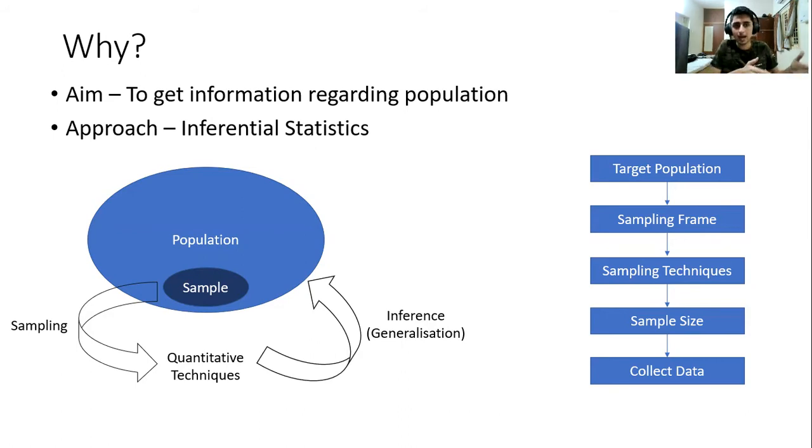There are a few steps you take to approach this. First, you find the target population, then you find the sampling frame, which is basically how you view the population to get the samples. Then there are sampling techniques, which are the methods that you're using. There are also separate ways to figure out the appropriate sample size, and ways to collect data.